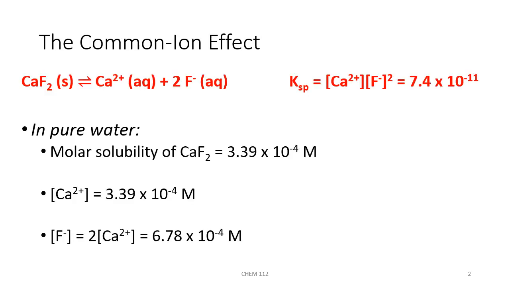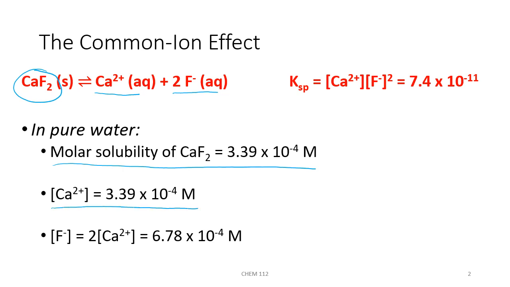We previously learned that we could calculate the KSP, which is known as the solubility product constant of a slightly soluble solid, if we knew the molar solubility. For example, if we had solid calcium fluoride, that would dissociate into calcium 2+ ions, and we would get 2 moles of fluoride ions. If the molar solubility of calcium fluoride in water is 3.39 times 10 to the negative fourth, that would also be equal to the concentration of calcium ions in solution, and the concentration of fluoride ions would be 2 times that value due to the stoichiometry. So the fluoride ions would be 6.78 times 10 to the negative fourth molar.